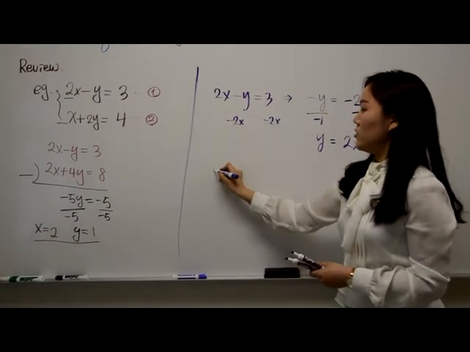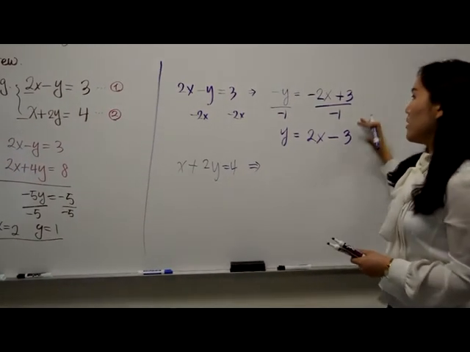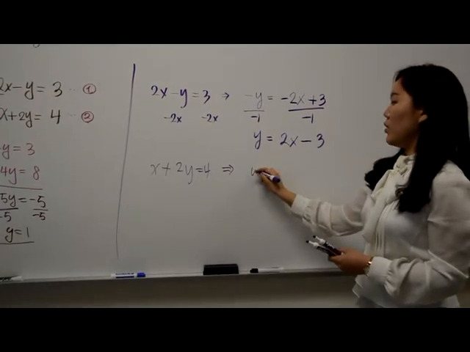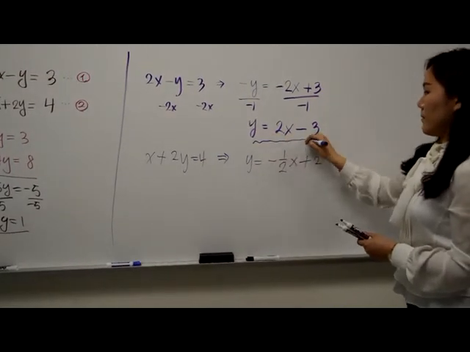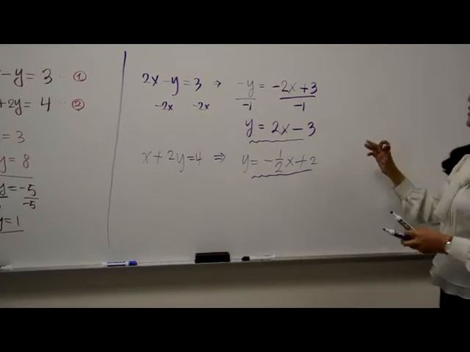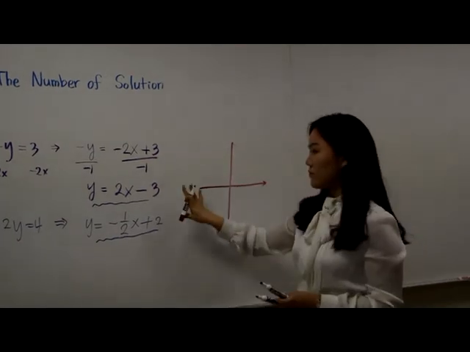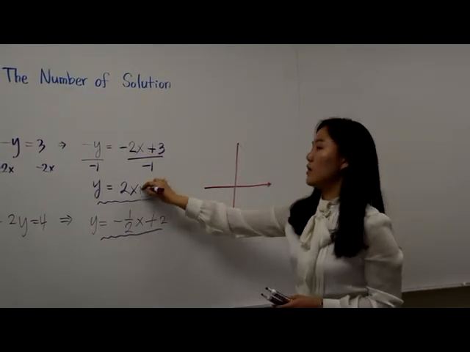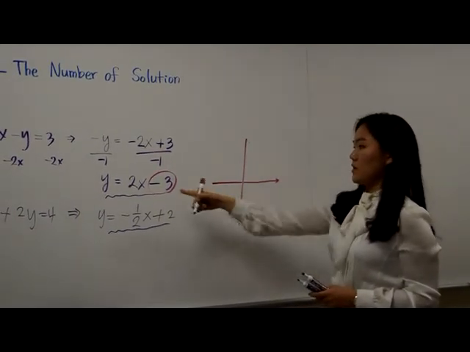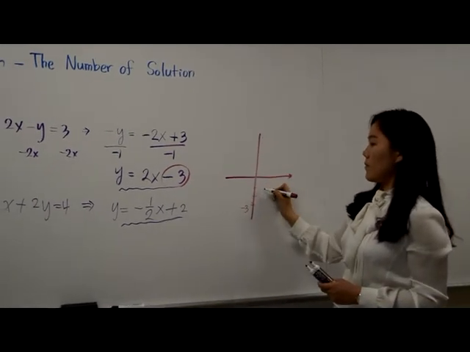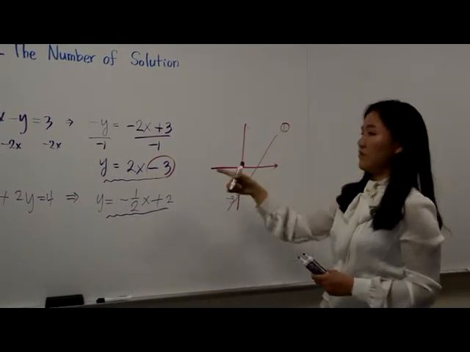What about second equation? X plus 2y equals 4. Following the same step, I have y equals negative 1 over 2x plus 2. Let's graph these two equations. For the first one, start from negative 3. 1, 2, 3. And then its slope is 2, so go up 2 and go over 1. That's the graph of the first one.